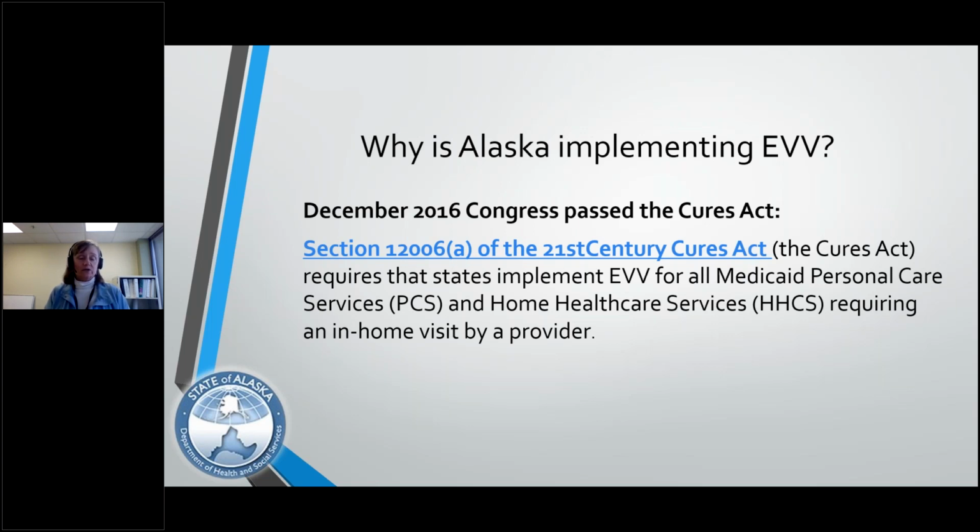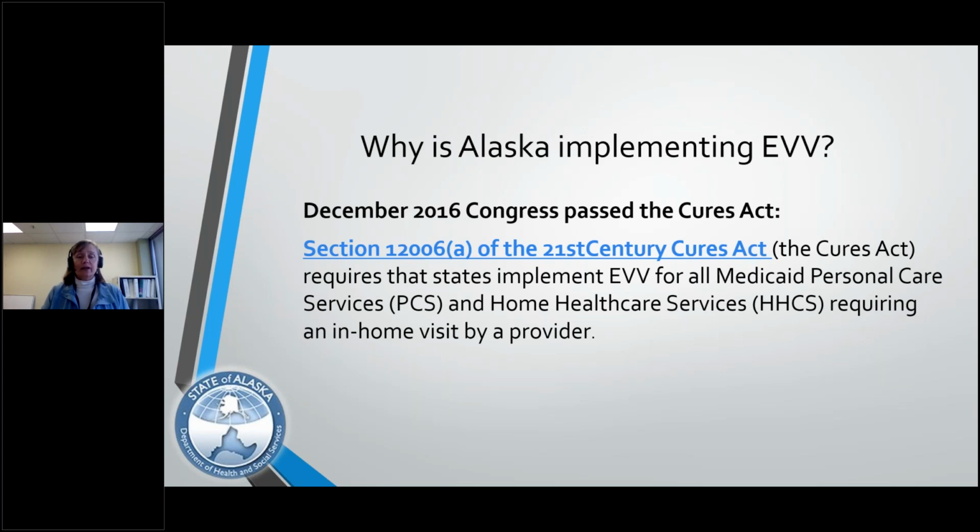The Cures Act required that all personal care related services had to be implemented by January 1st of 2020. We weren't ready, as were most states across the United States. So we were granted a good faith effort extension until January of 2021. Senator Murkowski actually put that bill forward for us, and we were very thankful that we had the opportunity to extend that. The Cures Act also requires that home health services be delivered by January of 2023.